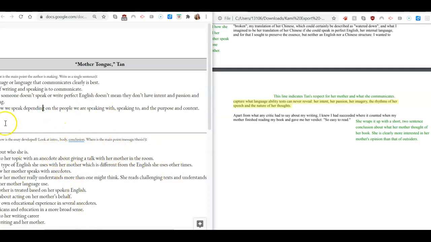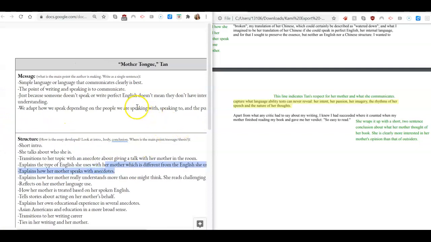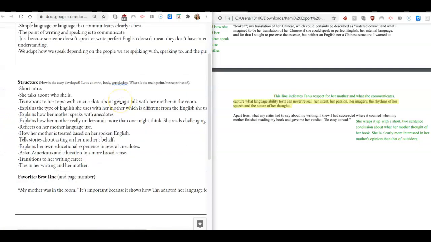All right, so with that, that's how you fill out the reading notes sheet. Mine are pretty thorough. Yours might be a little bit more brief than this, but that gives you a basic idea. So I hope that helps you out.